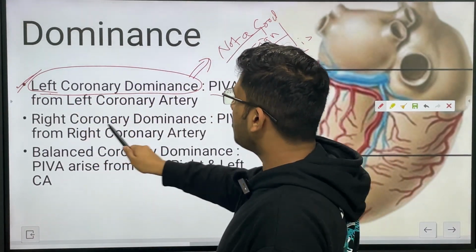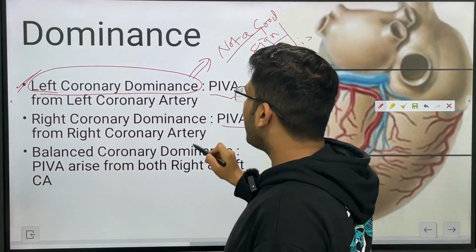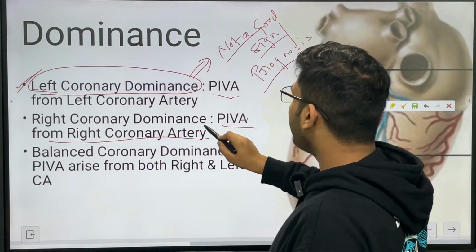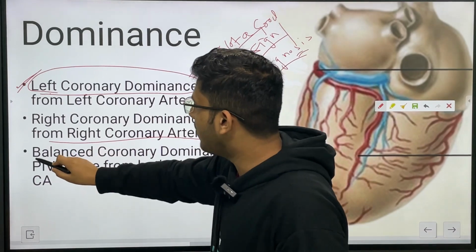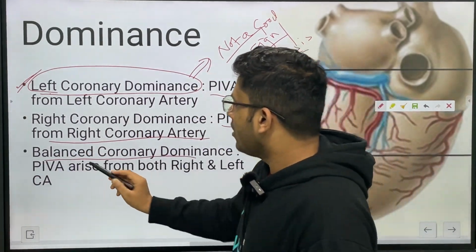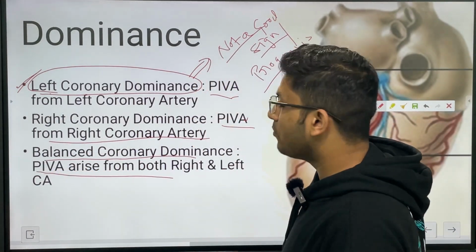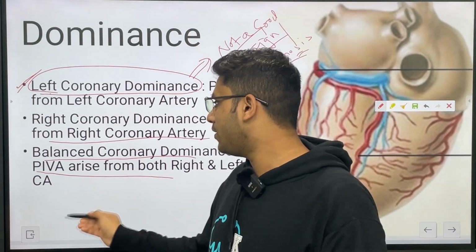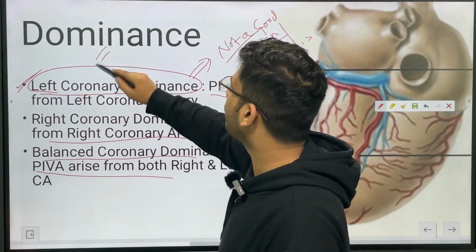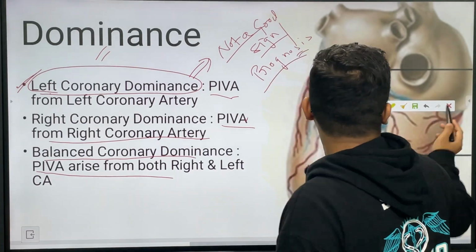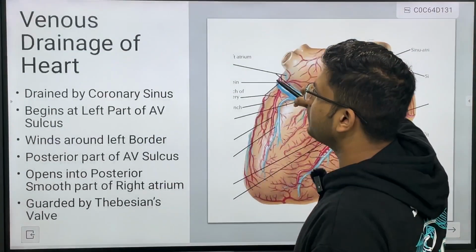The next is right coronary dominance. The posterior interventricular artery is from the right coronary artery, which is commonly seen. The last one is balanced coronary dominance. The posterior interventricular artery arises from both the right and left coronary arteries. So this is what we have to study in dominance. Next, let's move to the next slide.